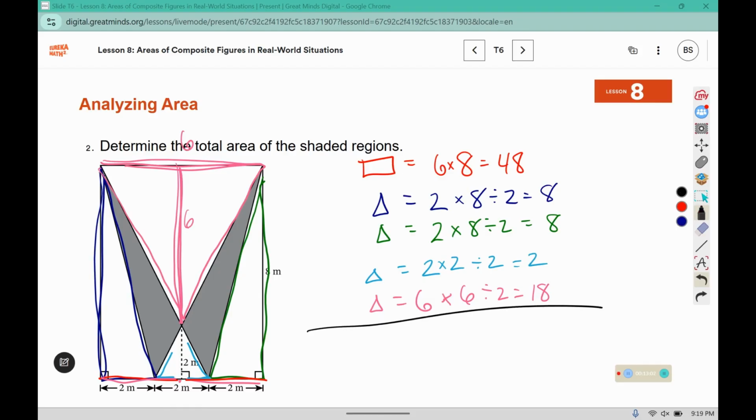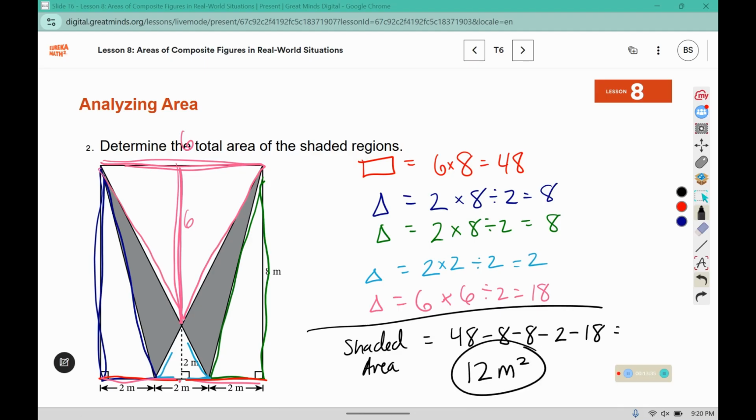So to find the area of the shaded regions, we will take the outer rectangle and remove the triangles we do not want. 48 minus 8 is 40. Minus 8 is 32. Minus 2 is 30. Minus 18 is an area of 12 meters squared. There are alternative approaches to this problem. Feel free to use those if you feel comfortable.